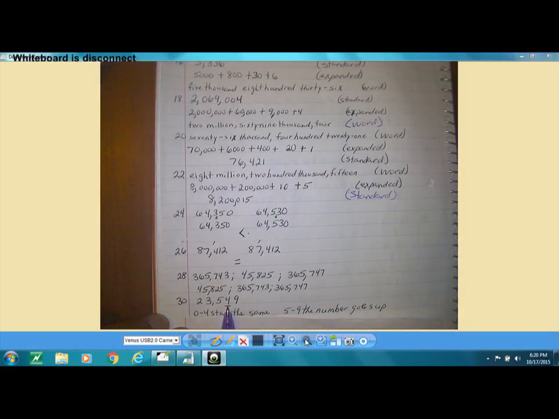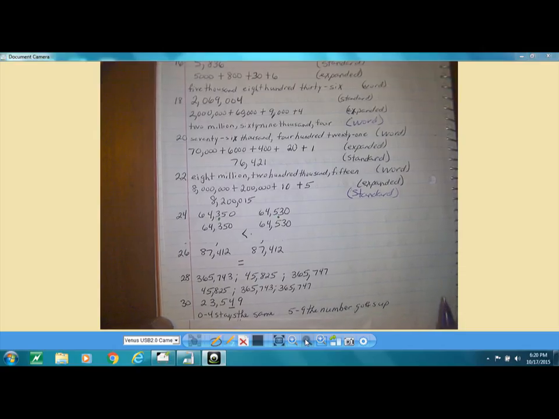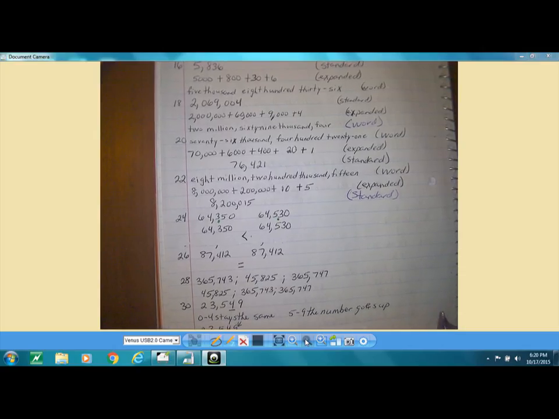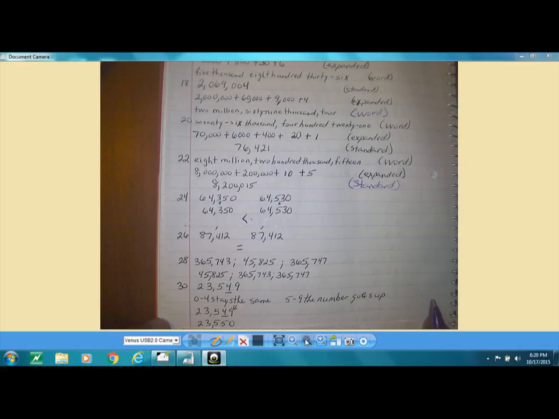So what we will do is we will write this number, write this number, write this number. The rule says that this number goes up 1, and this one becomes a 0. So 23,549 rounded to the nearest 10 is 23,550. That's 23,550.